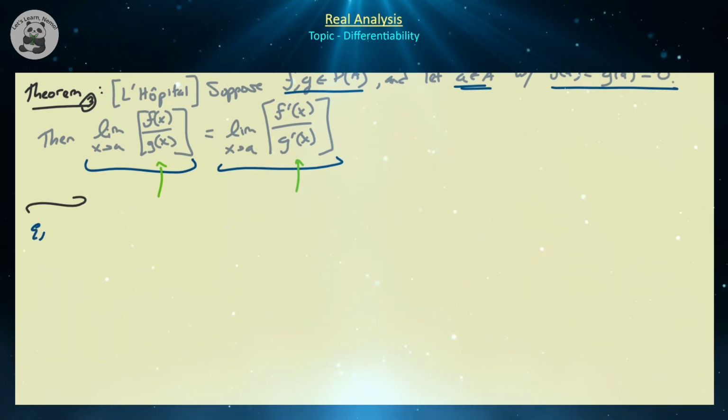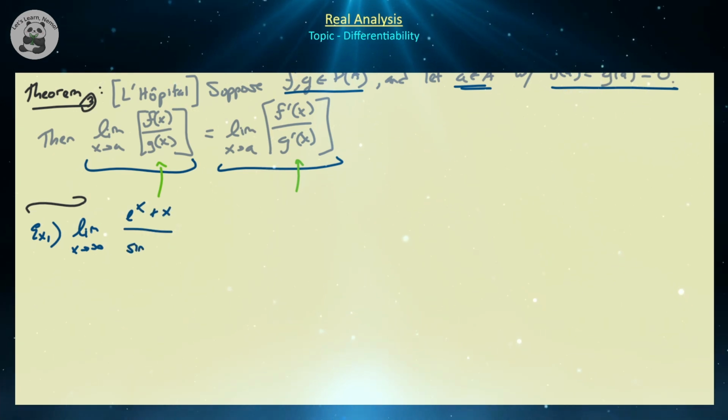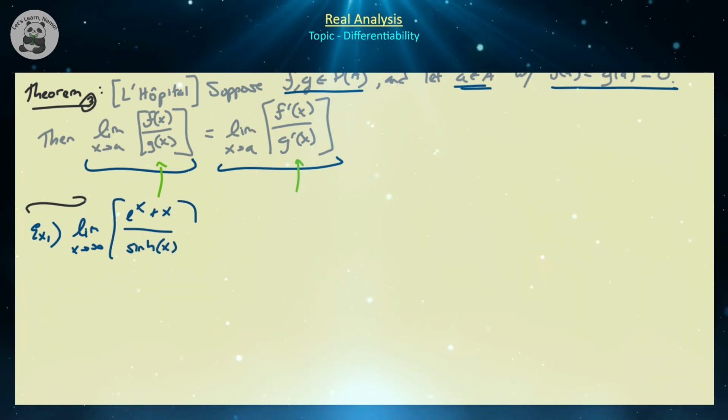So let's do a quick example of L'Hopital's rule. And let's assume that we have the limit as x approaches infinity of e to the x plus x over the hyperbolic sine of x. So what is this limit equal to? Well, you're like, okay, well, e to the x plus x, that goes to infinity as x gets big, and so does hyperbolic sine. So this goes to infinity over infinity, where infinity is, say, an extended real number. But that's not what L'Hopital's rule says. It says the top and bottom have to be equal to 0.